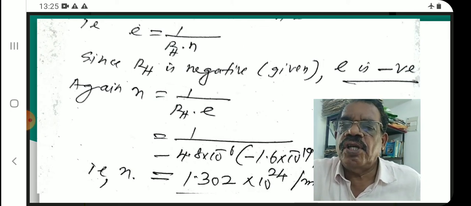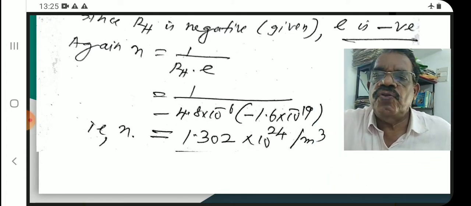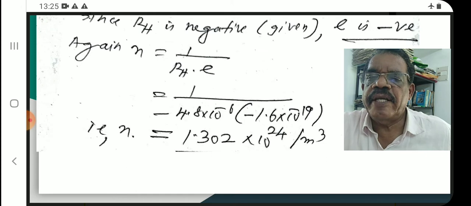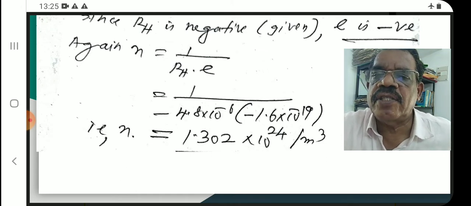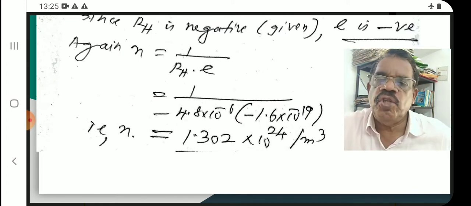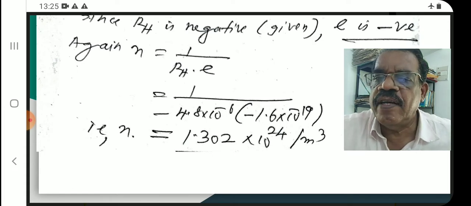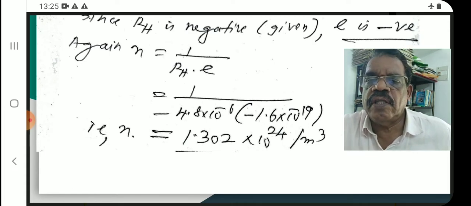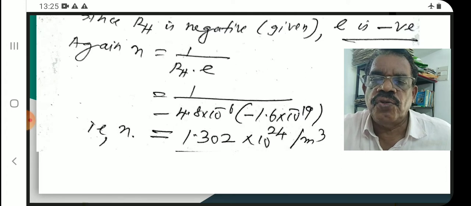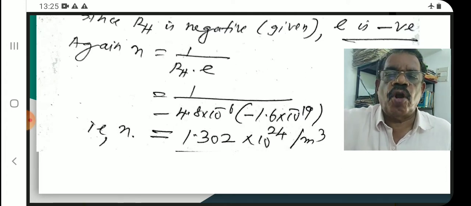And again, N is equal to 1 by RH E. We put the values. That is 1 by RH, minus 4.8 into 10 raised to minus 6, and we put E with the proper negative sign, that is 1.6 into 10 raised to minus 19. We get N is equal to 1.302 into 10 raised to 24 per meter cubed. That is the electron density in this problem.